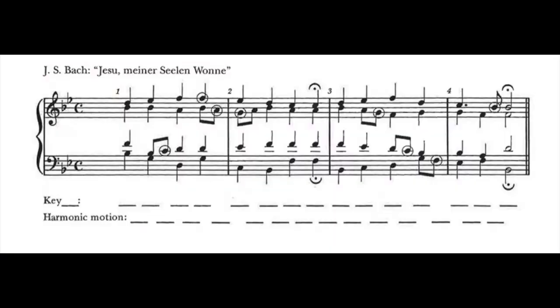Okay, and here's an example of analysing a chorale by J.S. Bach. So firstly, you name the key. Now how do you work out what key this is in? I recommend that you look at the context, beginning on a B flat major chord and ending on a B flat major chord.